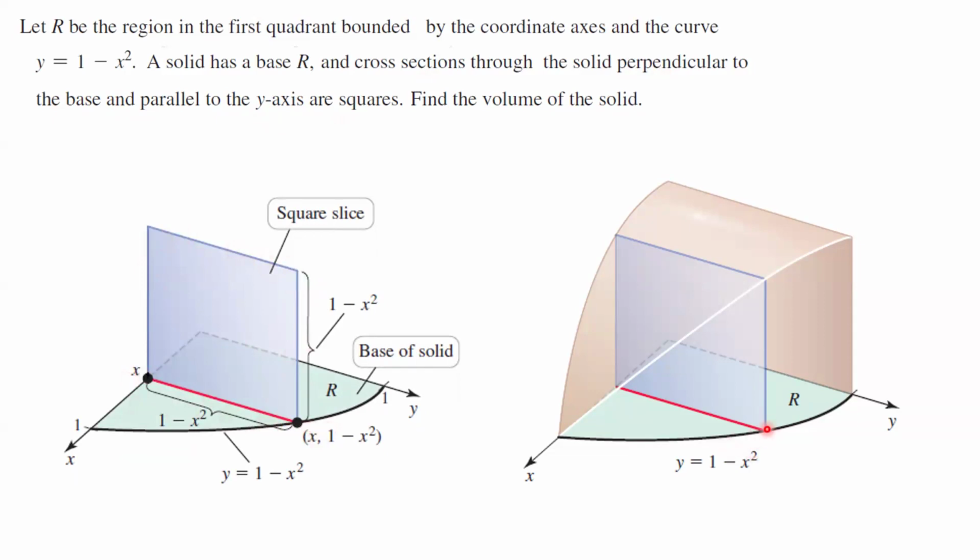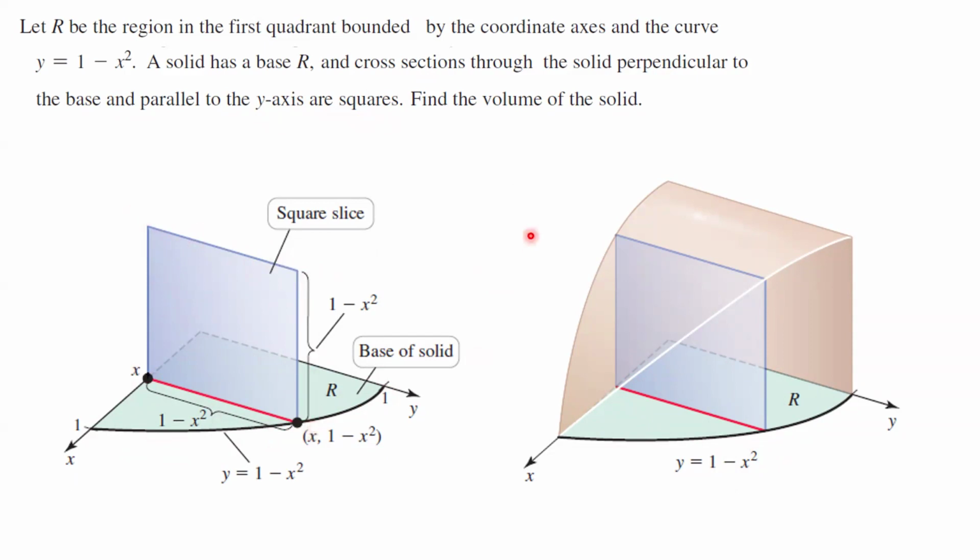Please note that one side is located on the graph, whose y value is 1 minus x squared. And since the question says it is a square, it means that all sides are equal to each other. So when this side is 1 minus x squared, this side also is 1 minus x squared, which you can basically see here. This is a square slice. Here you have the base of the solid, and the cross-section is in square form.